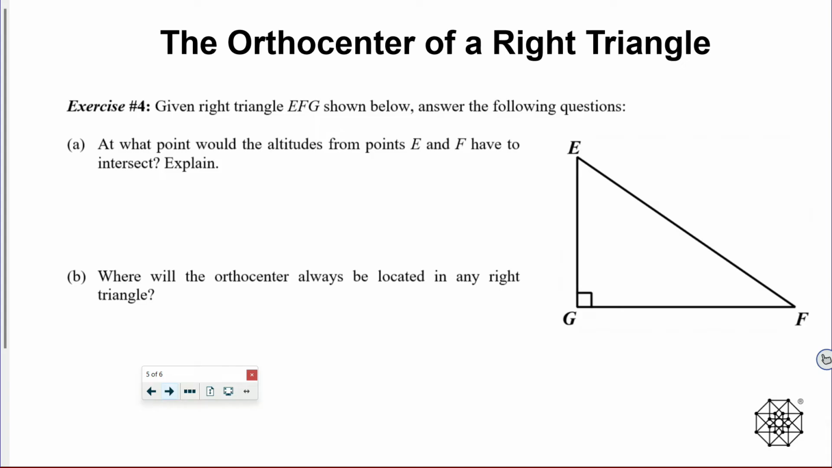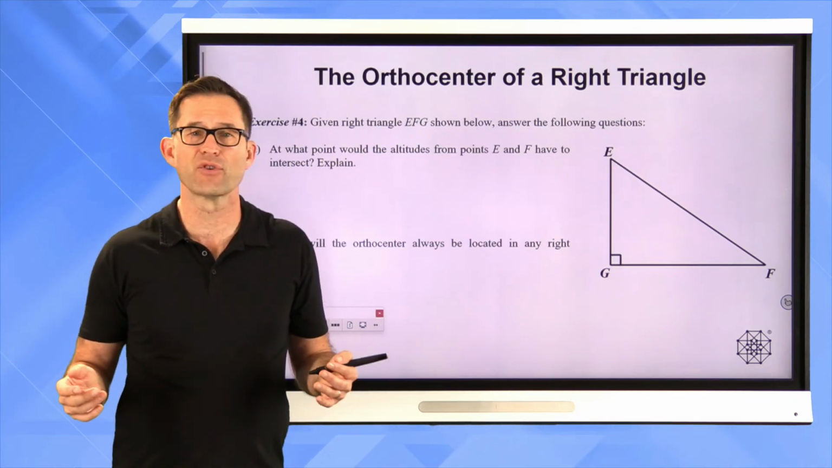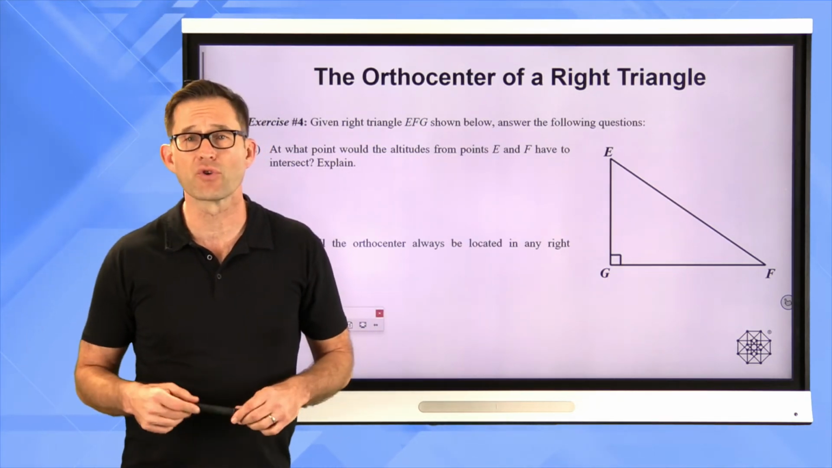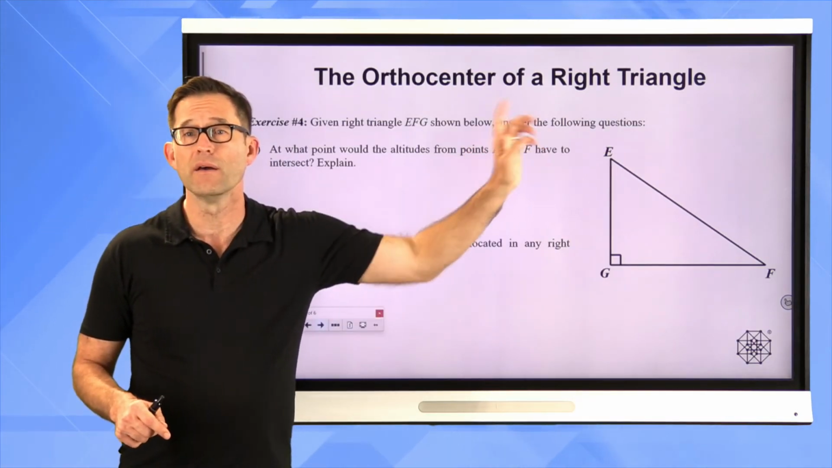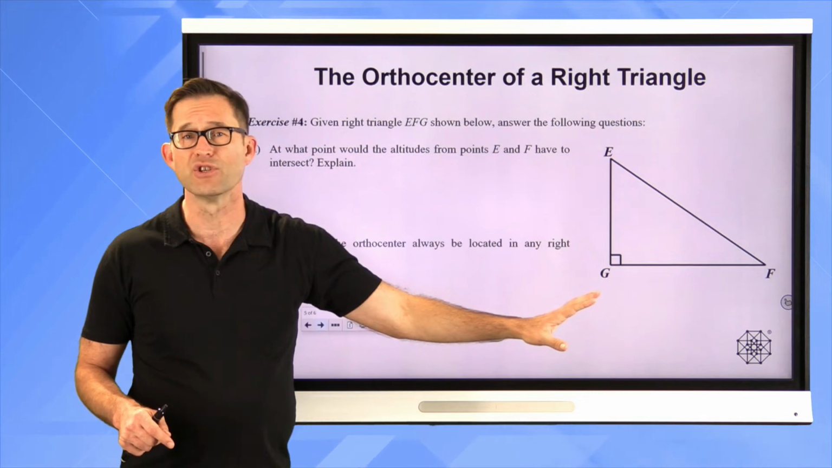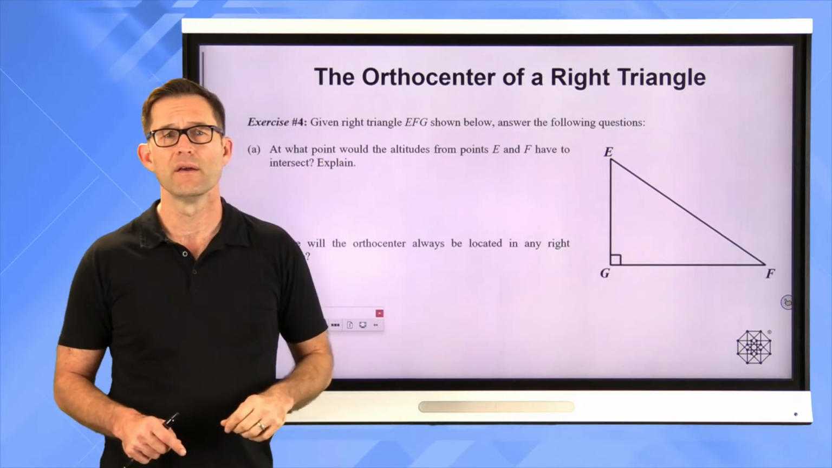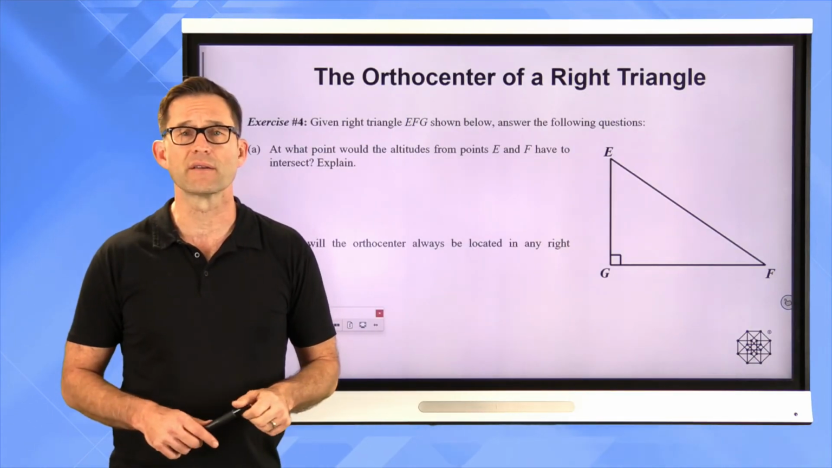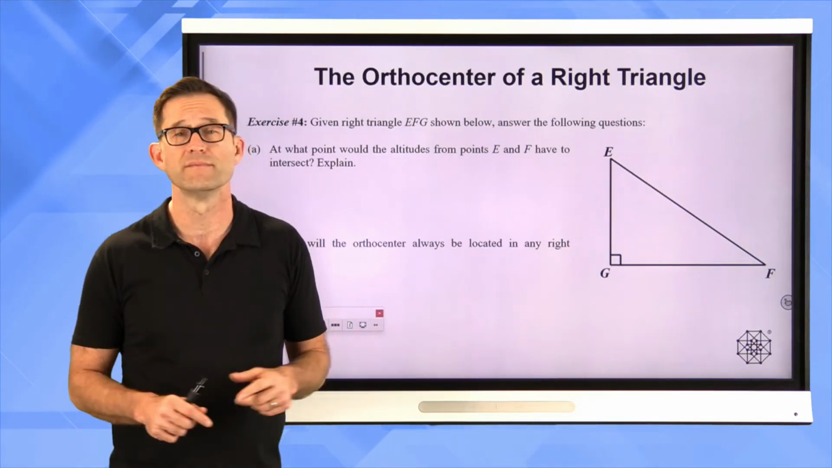Letter A. At what point would the altitudes from point E and F have to intersect? Explain. All right, so to find the orthocenter, you just have to draw any two altitudes of the triangle. So my question is, if I draw the altitude from E down to side FG or GF, if I draw the altitude from F to side EG, where would those two altitudes intersect? Pause the video now and maybe this will be obvious, or maybe it won't.